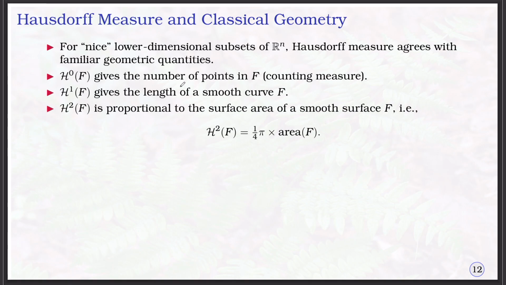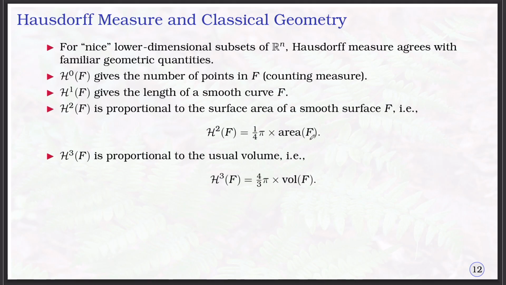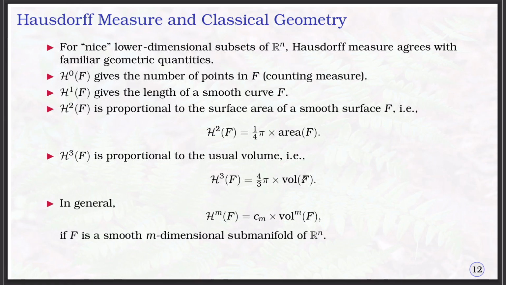H0 of F gives the number of points in F, H1 of F gives the length of the smooth curve, and H2 of F is proportional to the surface area of a smooth surface F, that is H2 of F equals pi by 4 times area of F. H3 of F is proportional to the usual volume, that means H3 of F equals 4 by 3 pi times volume of F. In general, Hm of F equals Cm times volume power m of F if F is a smooth m-dimensional submanifold of R power n.